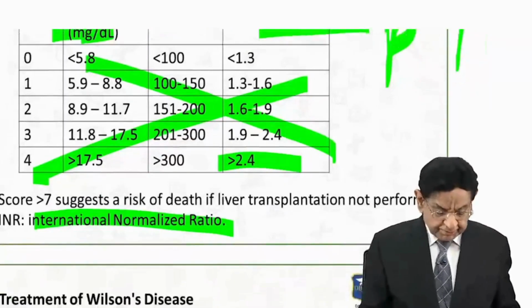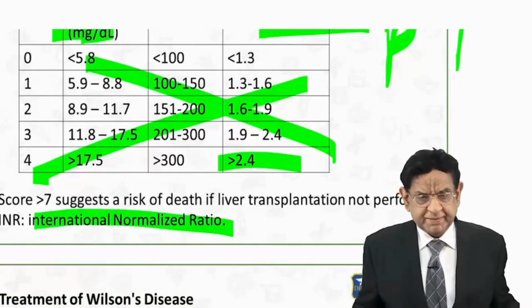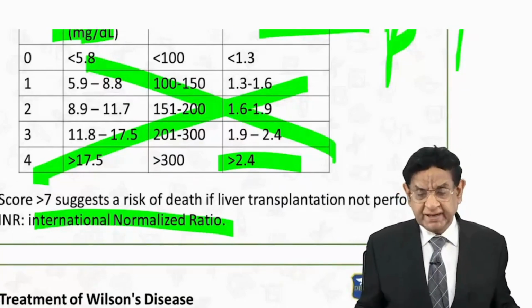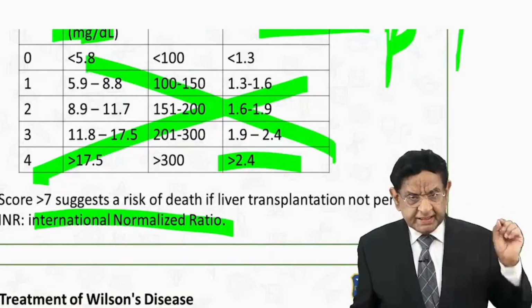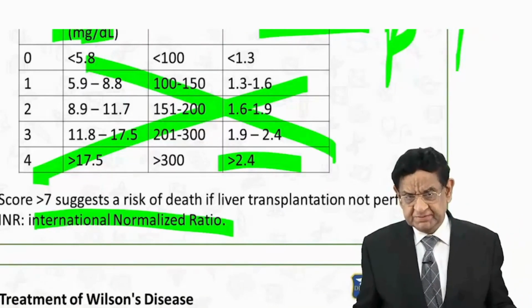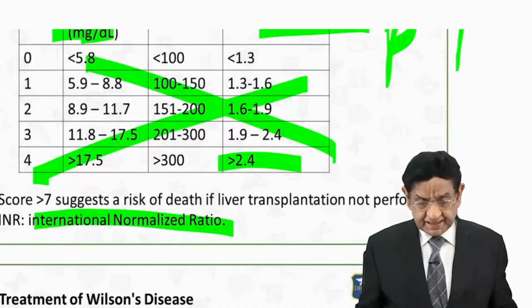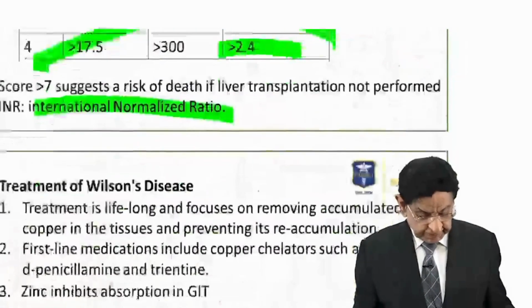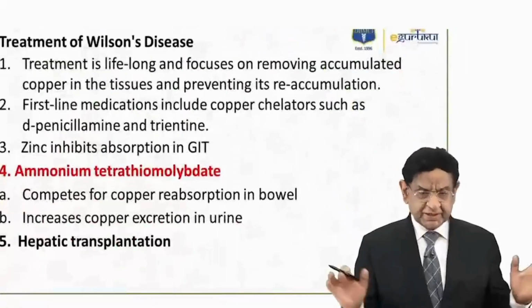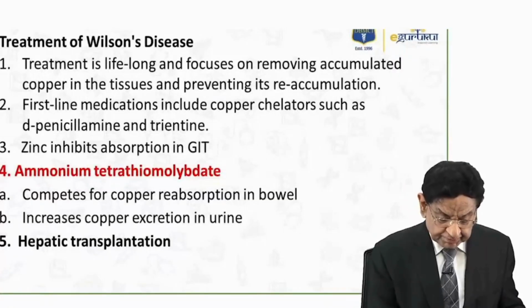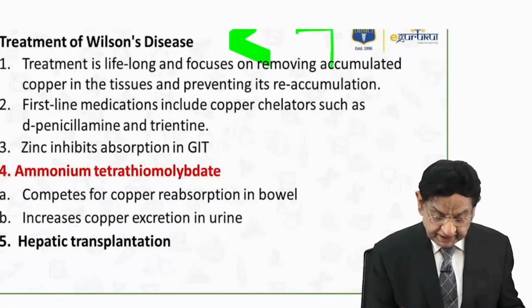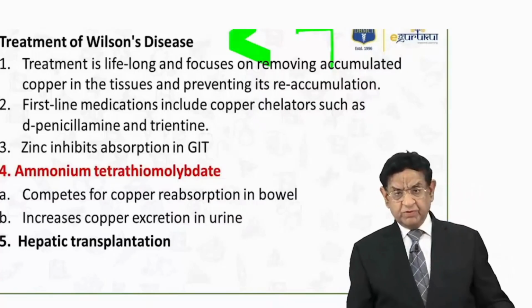And if the score is below 7, treat with medical therapy. 7 to 9, plan for liver transplantation, and above 9, immediate urgent liver transplantation, otherwise the patient will die. So medical therapy will definitely be done when the Nazer score is below 7.